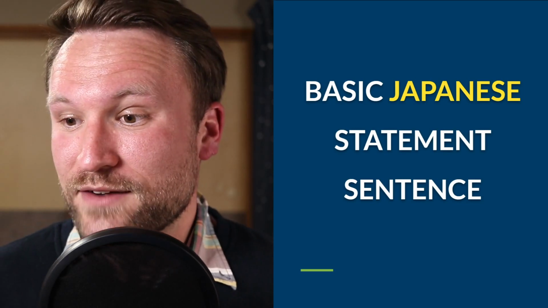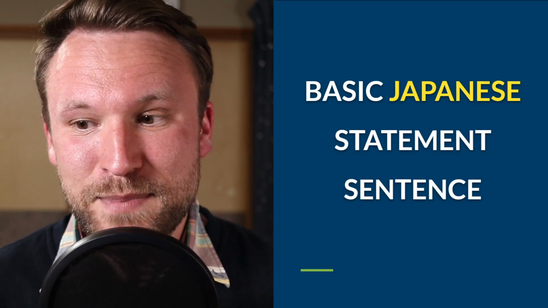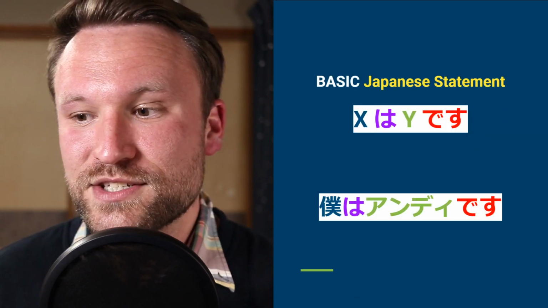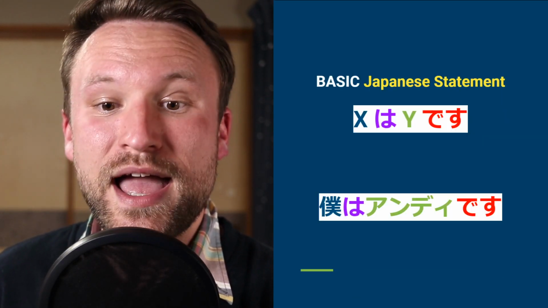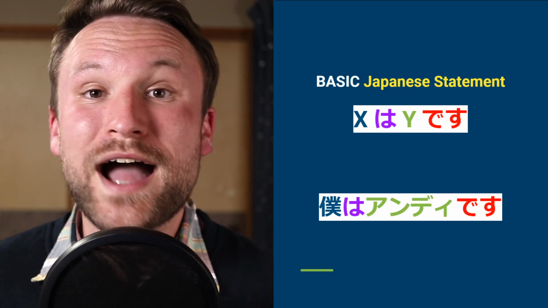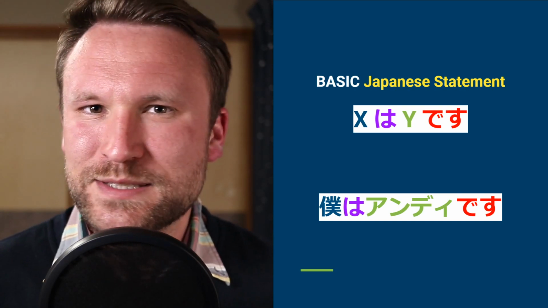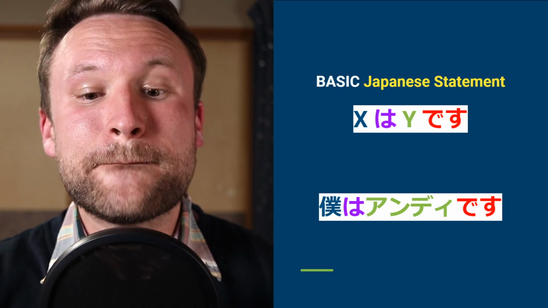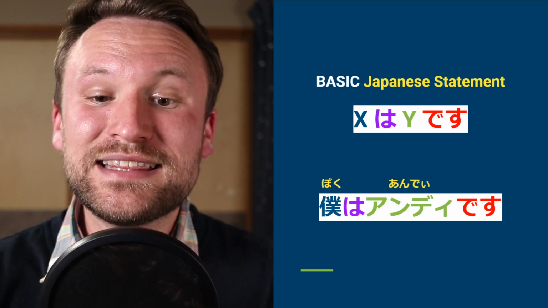The first thing we're going to be covering tonight is basic Japanese statement sentences. Basic Japanese statement sentences are X wa Y desu. So it's a little bit of a formula, but I'm going to explain how that goes. Don't worry, should be easy. An example of this would be boku wa Andy desu.